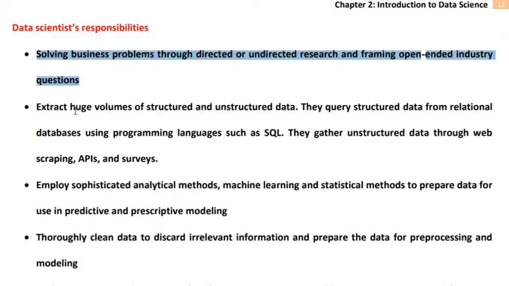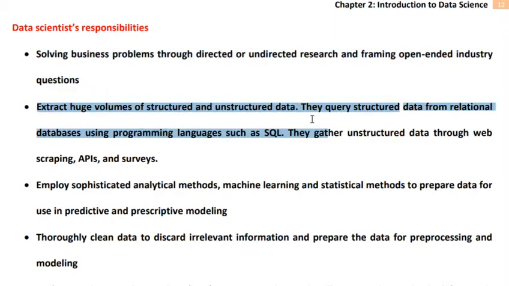Second one is to extract huge amounts of structured and unstructured data. Unless you have an adequate amount of data to work with, it may be difficult for the data scientist to come up with meaningful conclusions. So, in order to come up with meaningful conclusions, you need sufficient data from different data sources, be it structured, semi-structured, or unstructured data. As there are different sources, we'll not go into the sources we have been discussing in the class.